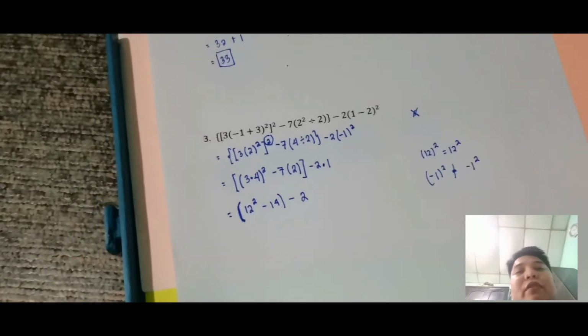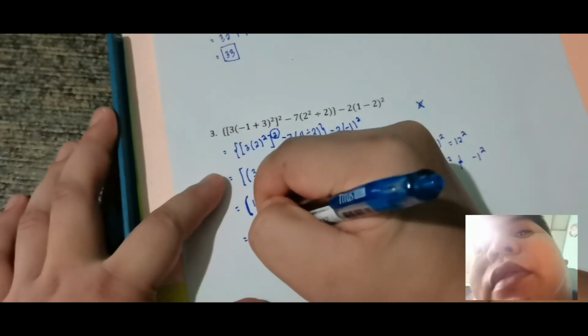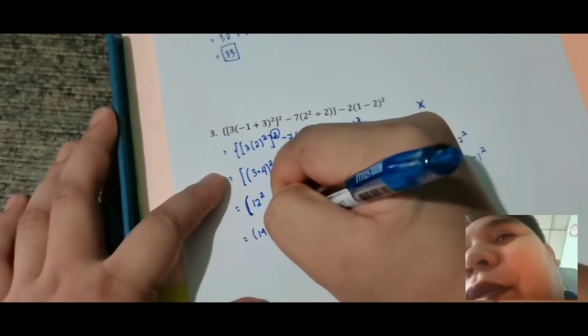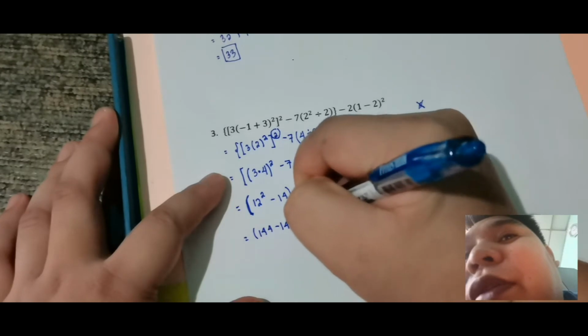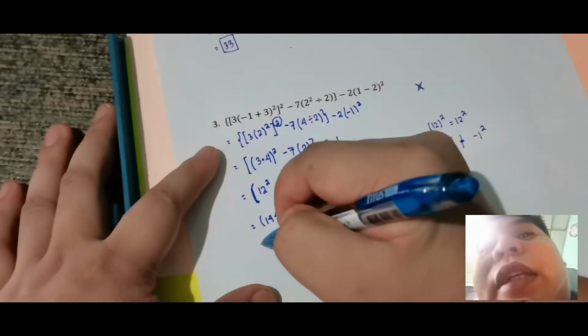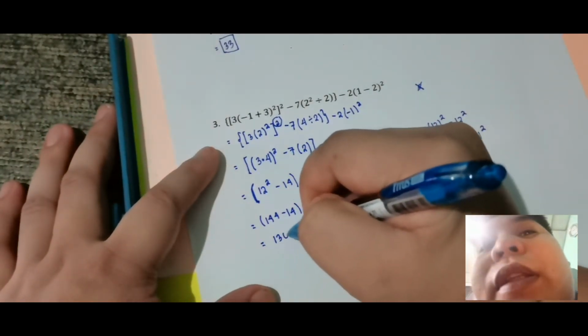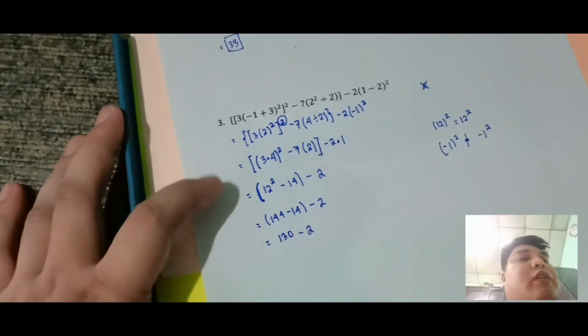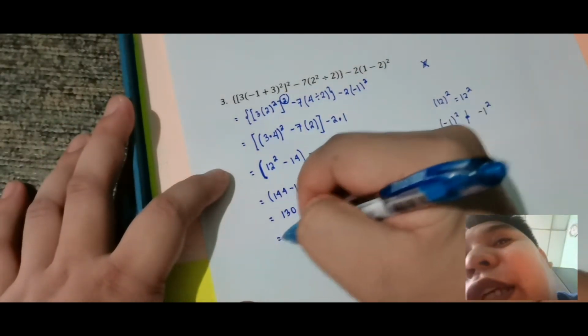Okay, so next natin. So, sa loob ng parenthesis, that is 12 squared minus 14. So, subtraction na sa loob, pero may exponent, that is 12 squared. So, 12 squared, that is 12 times 12, that is 144 kung ikakalkula mo. So, that is equal sa 144. Okay, minus 14 minus 2. Then, 144 minus 14, that is 130. Then, minus 2. Then, 130 minus 2, that is equal sa 128.